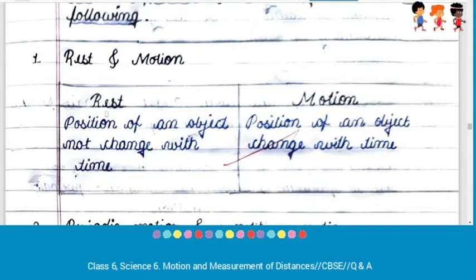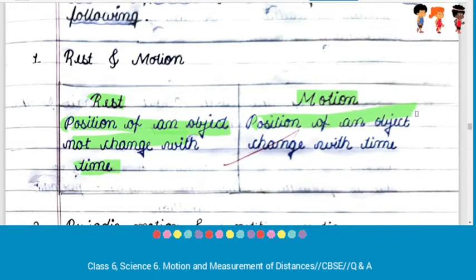First difference is rest. What is rest? The position of an object does not change with time. Next is motion. What is motion? The position of an object changes with time.